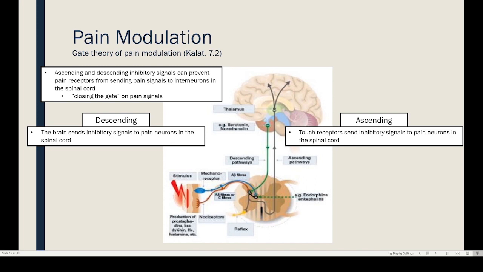And there are two different types of inhibitory signals that can be used. One uses the descending pathway of pain modulation, and it's descending because it's inhibitory signals that come down from the brain into the spinal cord. But then we also have an ascending pathway, and in this case, those inhibitory signals mainly come from other touch receptors. So they're coming from basically the same area where the pain signals are coming from, but they're just simple touch signals instead.